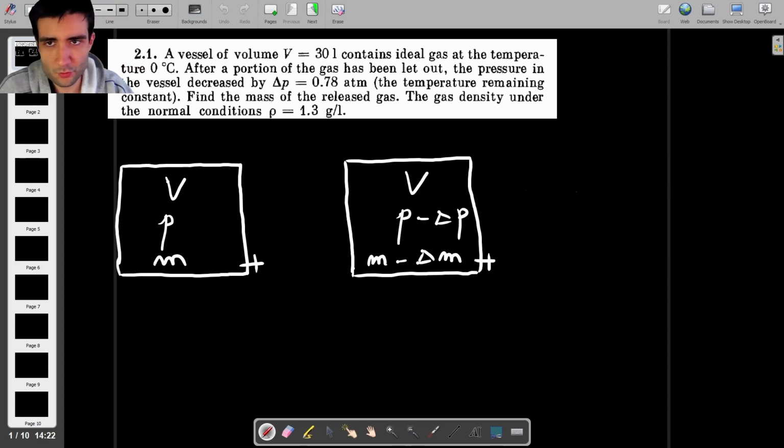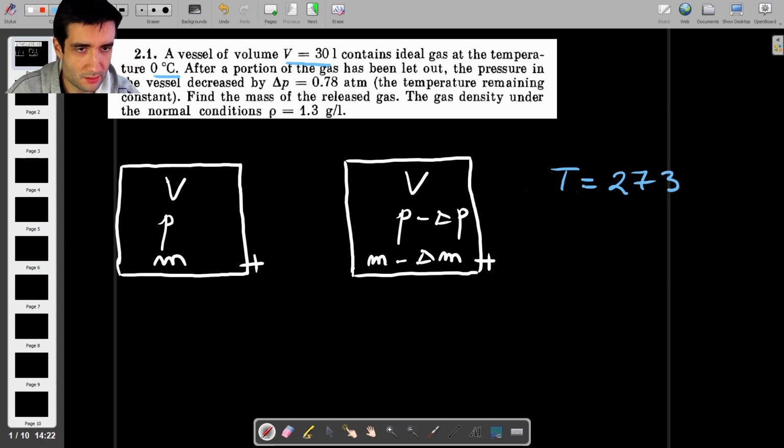So we have a vessel of volume 30 liters which contains an ideal gas at a temperature of 0 degrees Celsius. The first thing I would do is convert the temperature into Kelvin. So that would be 273.15, but let's leave it like that. And this gas is in a vessel.